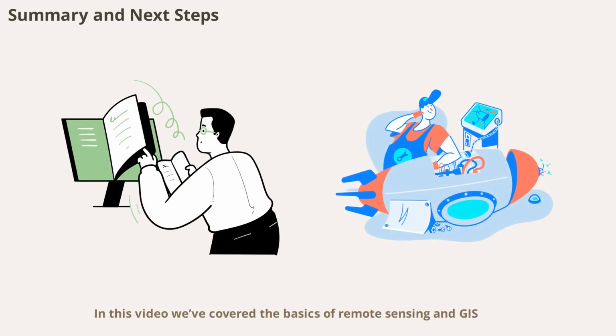In this video, we've covered the basics of remote sensing and GIS, from their history and scientific foundations to practical applications in modern technologies. Understanding these concepts is the first step toward harnessing the power of spatial data. To deepen your knowledge, consider exploring further reading or specialized courses. With these tools, you're well equipped to explore, analyze, and make informed decisions about our planet.